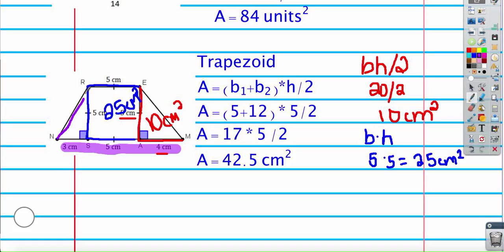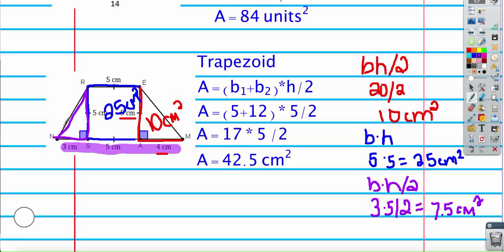Okay, so right here you've got this triangle. So you want the base times the height, and then divided by 2 for that triangle. So base is 3 times the height, which is 5, and then you divide everything by 2. Okay, so that's 15 divided by 2. 15 divided by 2 is 7.5 centimeters squared.